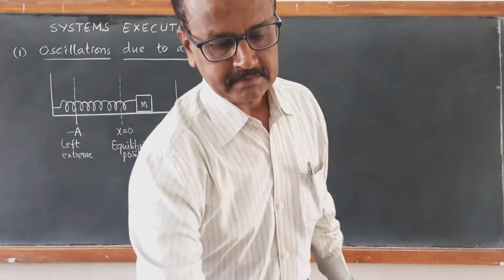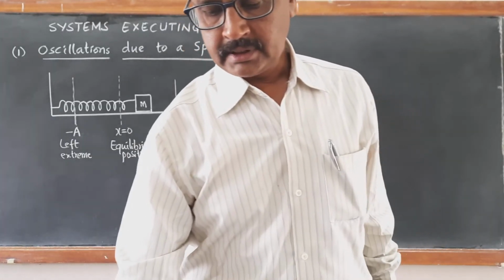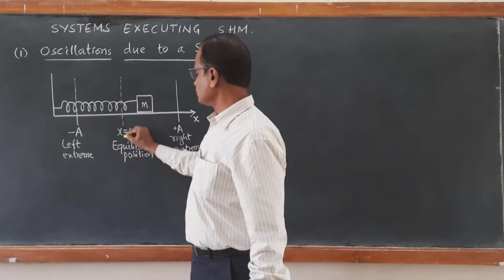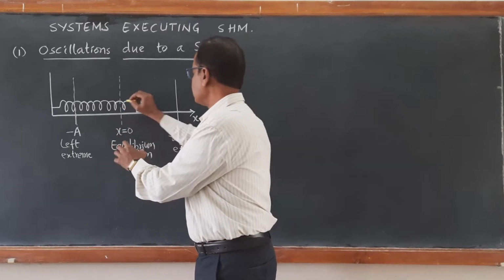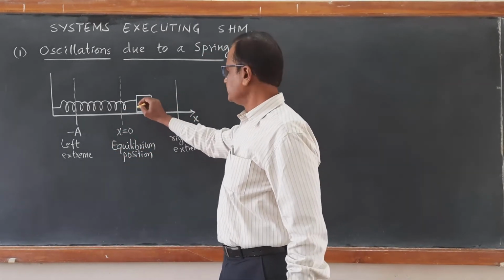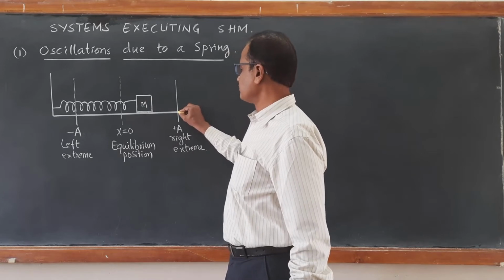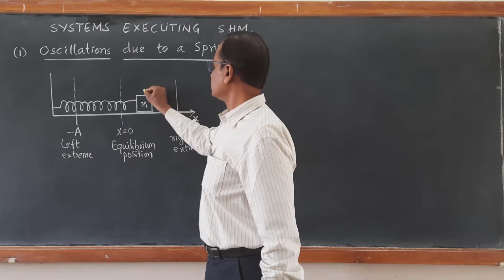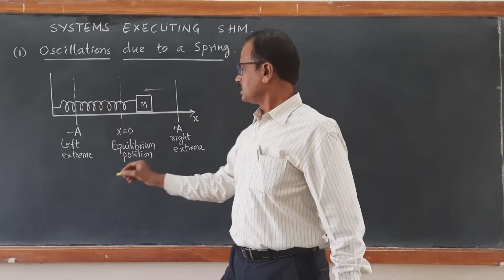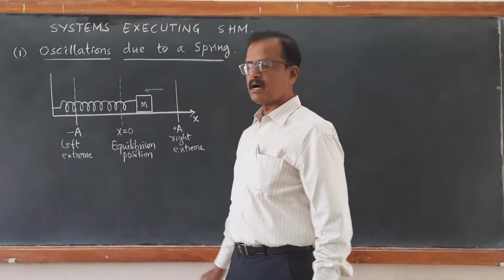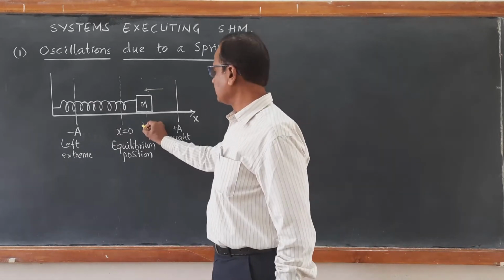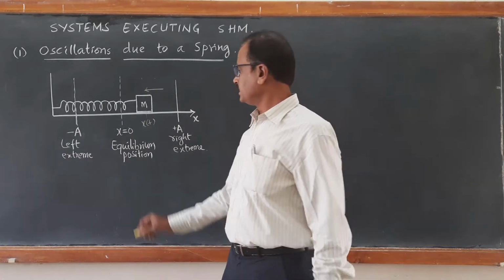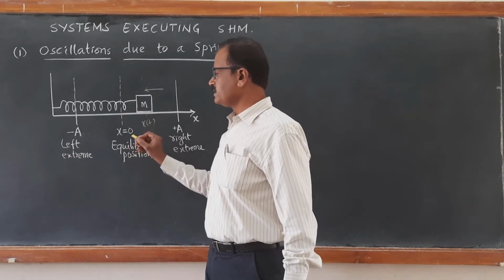Okay, consider the spring attached with the load. Suppose x equal to 0 is its equilibrium position and the load of mass m is stretched up to the extreme position A and released. When it is released, it is in motion. Now this is the position of the mass at any time t, so that becomes the displacement at any time t, and x equal to 0 is the mean position.